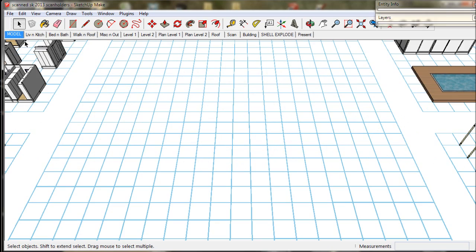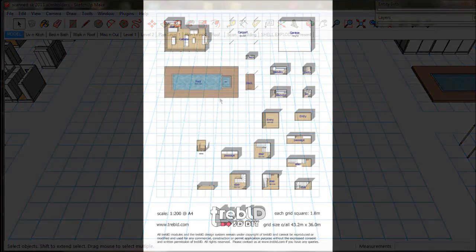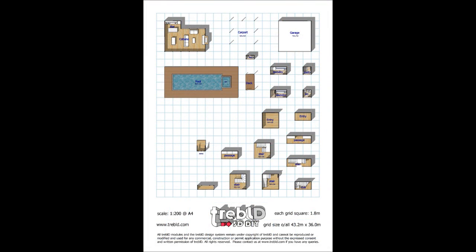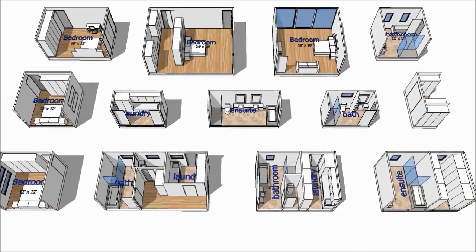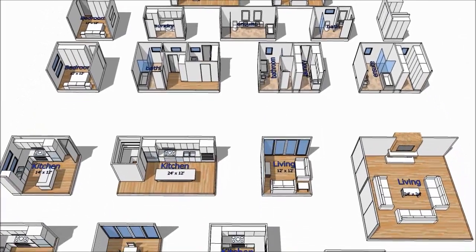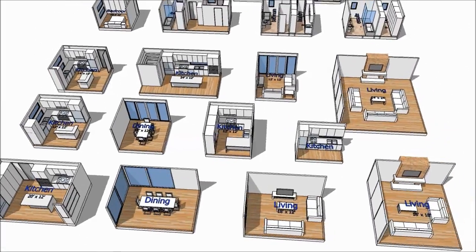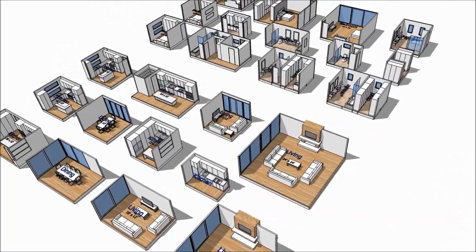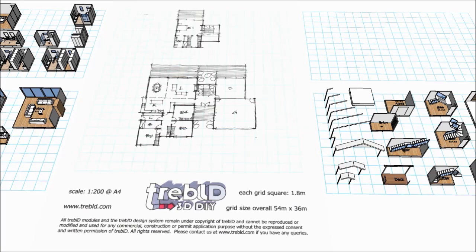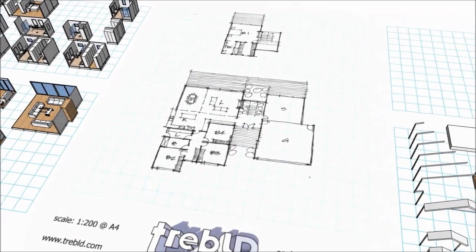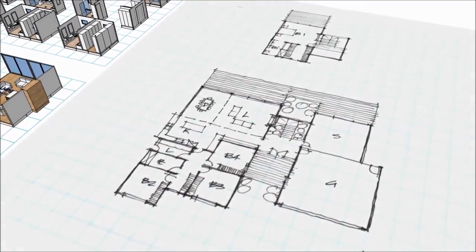You can also get coloured floor plans that show all the TreblD modules. They're free PDF files and they can be printed out to scale. They come in either metric or feet and inches. So using the plans as a reference, you can design a building on a blank grid, then sketch it up by hand and import it into TreblD.